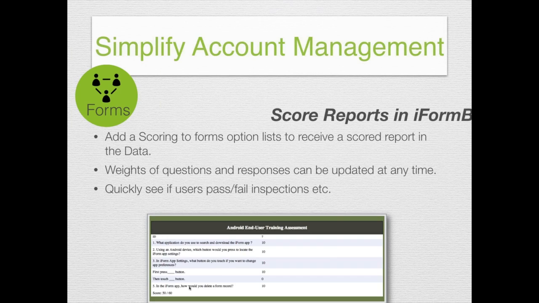The next thing is, like I mentioned with the reports, you're able to add a weight to the questions and the responses. And in this little screenshot, you can see that when I look at that report, that specific report got a 50 out of 60. So you're able to add different percentages. You can change those percentages, and that change will be reflected in all the data that was previously captured.